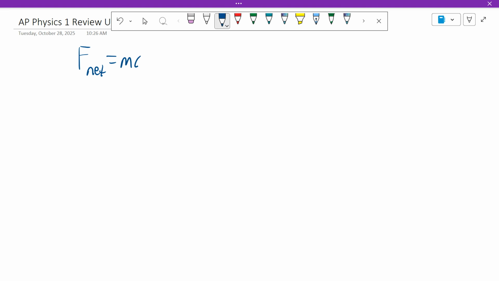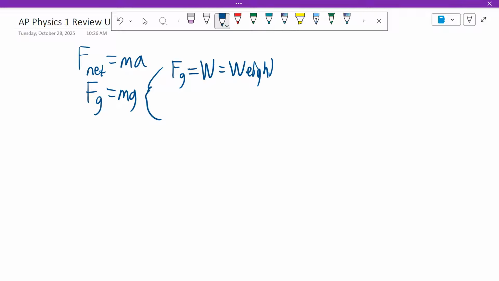F net is equal to ma. You for sure need to know this one. It's kind of on your equation sheet, but you should just memorize it ahead of time. You should know that Fg is equal to mg. And let me break this up, because I've noticed this has been kind of an issue. Fg sometimes is written as W because it is your weight, which is the force of gravity. So all of these mean the same thing: weight, force of gravity.